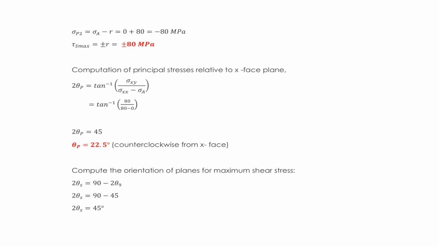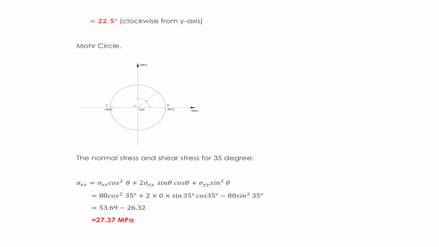So finally we have to compute the rotation of planes for the maximum shear stress. So 2θs equals 90 minus 2θp. So θp is 45 degrees, so θs equals 45 degrees. We come up with θs is 22.5 counterclockwise from the y axis. So this is the answer for the Mohr's circle that we came up with from the computation.